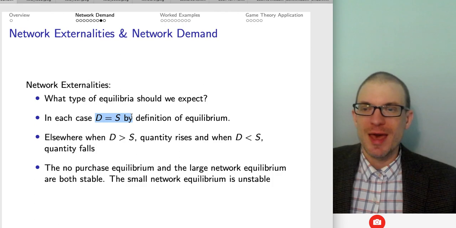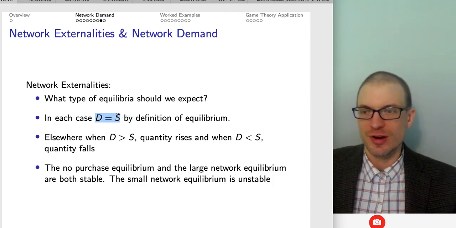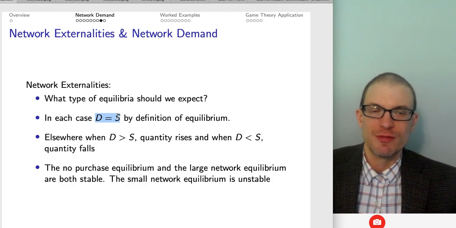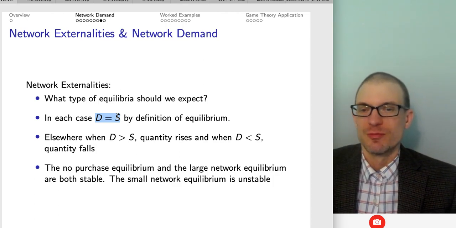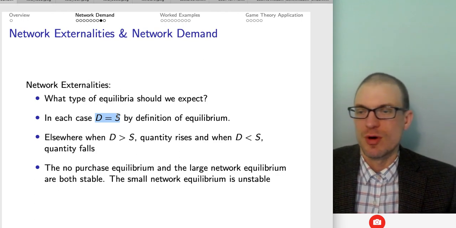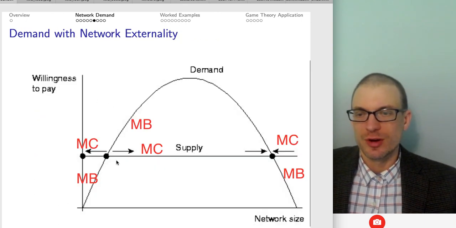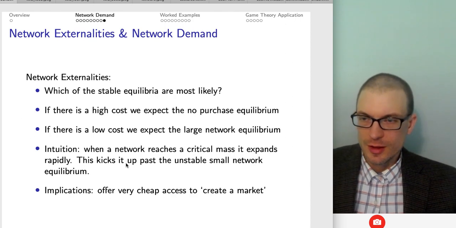Well, in each case, demand is equal to supply. Quantity demanded is equal to quantity supplied at the equilibrium by definition of equilibrium. Elsewhere, if demand is higher than the supply curve, if marginal benefit is bigger than marginal cost, quantity rises. When demand is smaller than the supply curve, marginal benefit is lower than marginal cost, and the quantity should fall. So we get a no purchase equilibrium and a large network equilibrium that are both stable. The small network is unstable. The arrows are going out of it. This one is stable. It's a large network, and this one's stable. It's zero network.